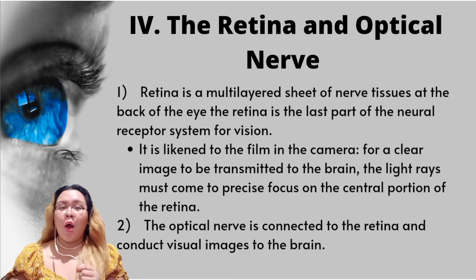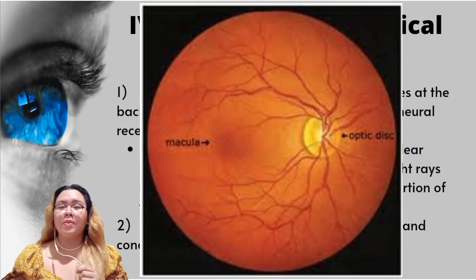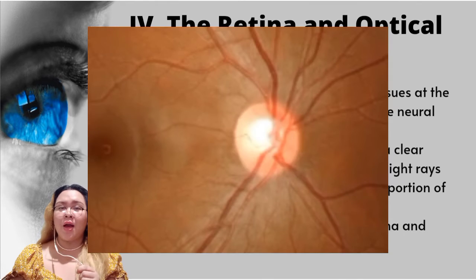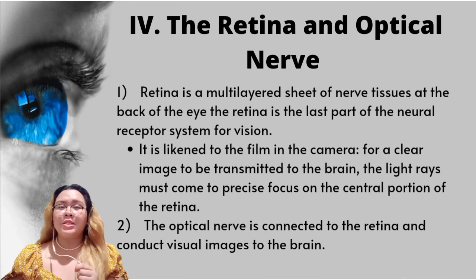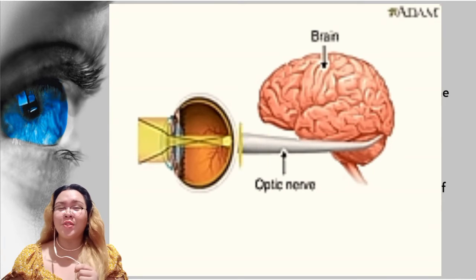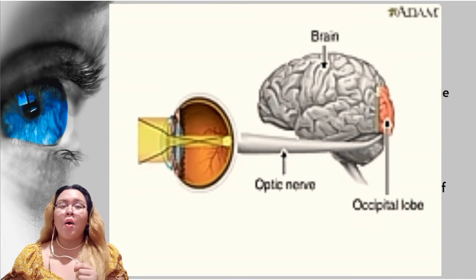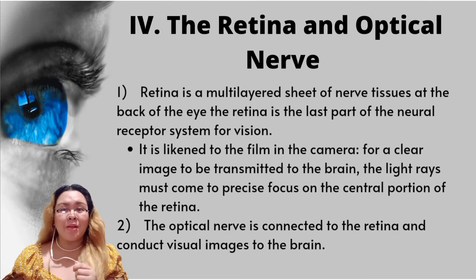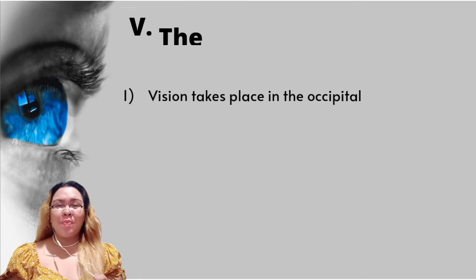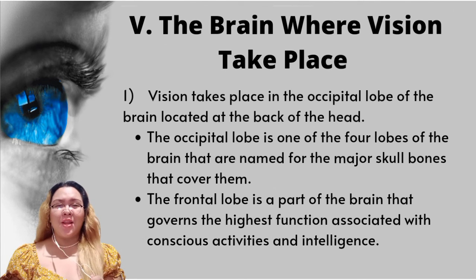The most sensitive part of the retina is the macula, at the center of which lies the fovea, the area that is vital to the exact definition of the details of an image or object. The optic nerve is connected to the retina and conducts visual images to the brain. The optic nerve is capable of transmitting messages from the retina to the brain at the speed of 300 miles per hour. The last part of the physiological system in vision is the brain, where vision takes place.